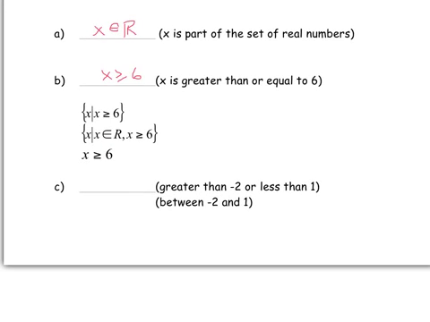All right, and the last one, greater than negative 2 or less than 1. So here we would say x is greater than negative 2 but is less than 1. Okay, so notice there are no equal signs here because we're not including negative 2 and 1. So larger than negative 2, smaller than 1.